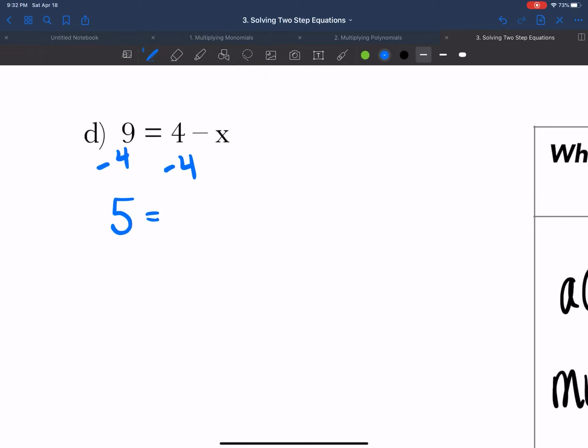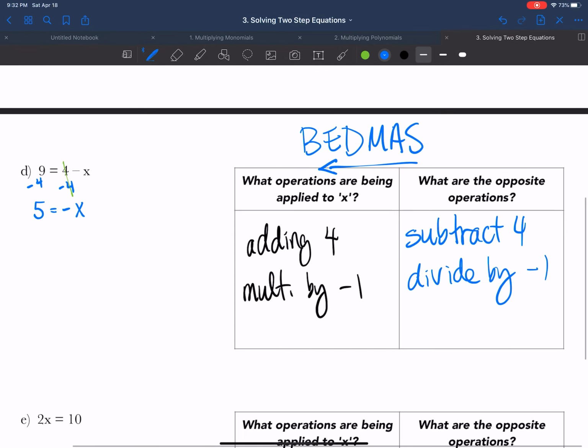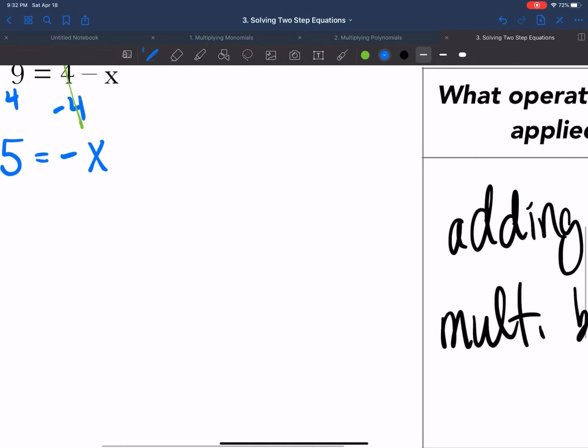After these are gone, I have negative x on that side. But now I need to get rid of that negative in front of x. So we do the second thing we said we're going to do. I subtracted 4, but now I need to divide by negative 1.